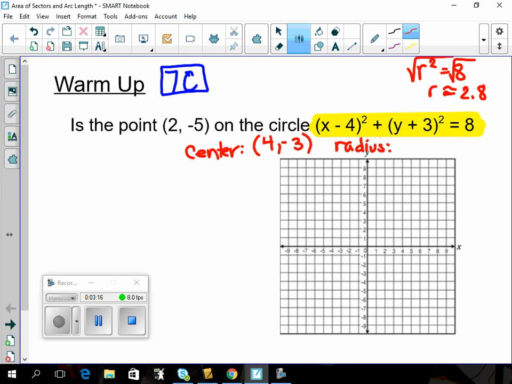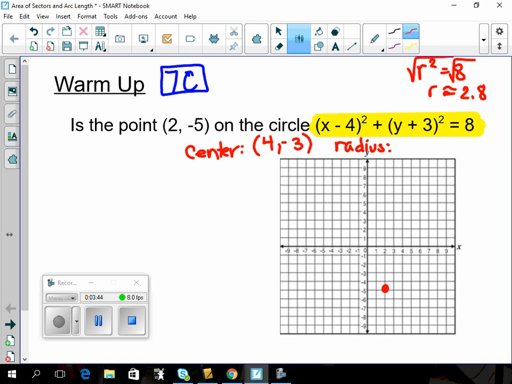So 2, -5. What quadrant is that in? So remember, this is quadrant 1, 2, 3, and 4. What quadrant is the point 2, -5? Fourth quadrant, right? So 2, -5 is right 2, down 5. So here is the center of my circle. Who remembers how I continue to graph? What do I do with my radius?